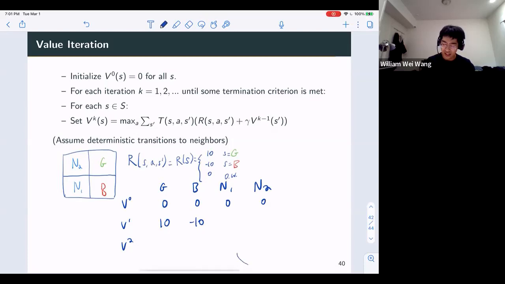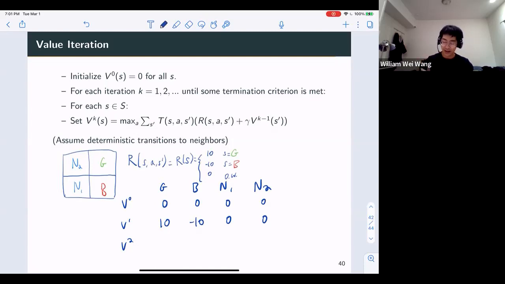N1 and N2 are kind of the same thing. If you do this calculation, then like M1, you can go to B, but according to V0, B does not have any value. Its value is 0. So basically, for these, you haven't actually really learned yet that the bad states are bad and the good state's good. So this is after one iteration.